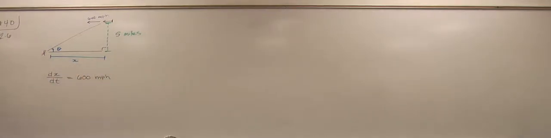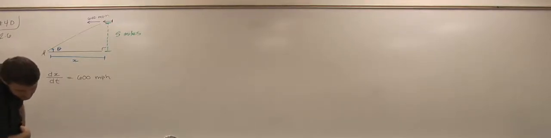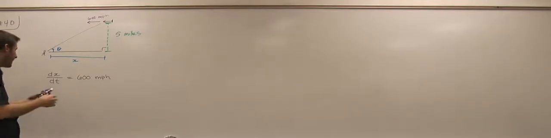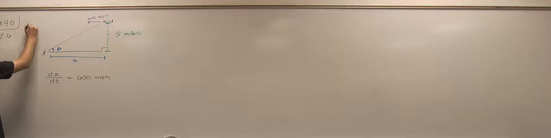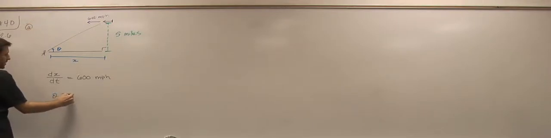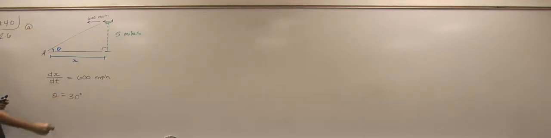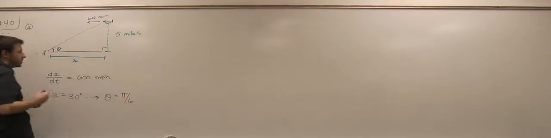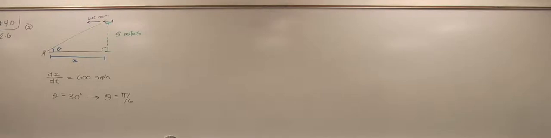So that's one piece of information that I know. I want to eventually figure out what d theta dt is because it asks me how fast theta is changing. Find the rate at which the angle of elevation is changing. Let's just do part A. So for part A, it gives me theta equals 30 degrees. But I don't do anything in degrees. So now I pretty much label all my information.